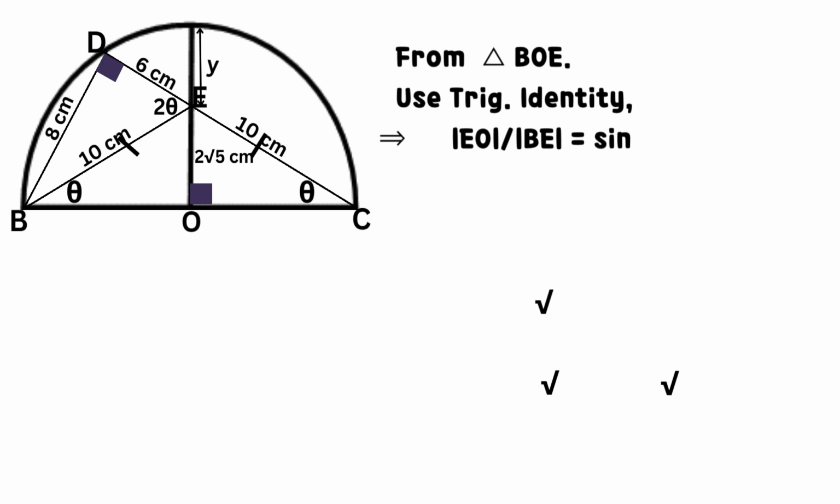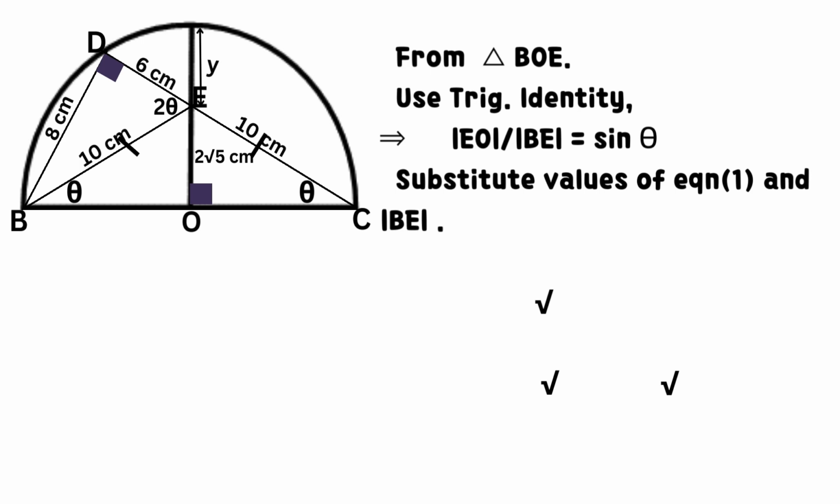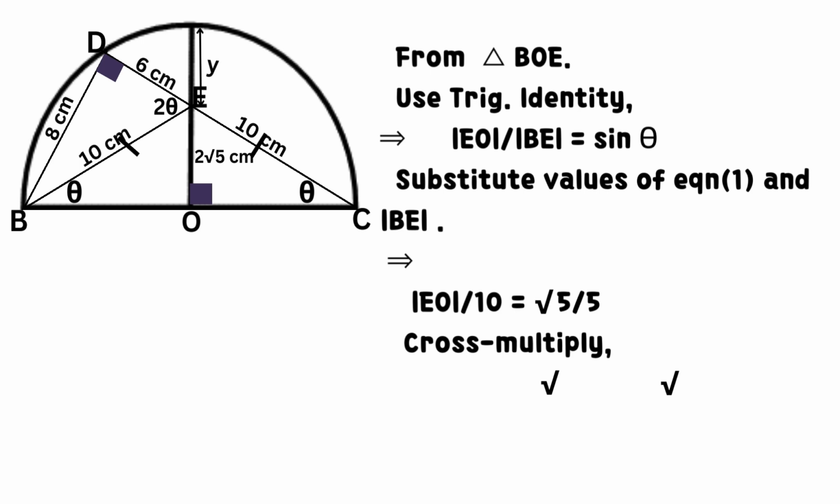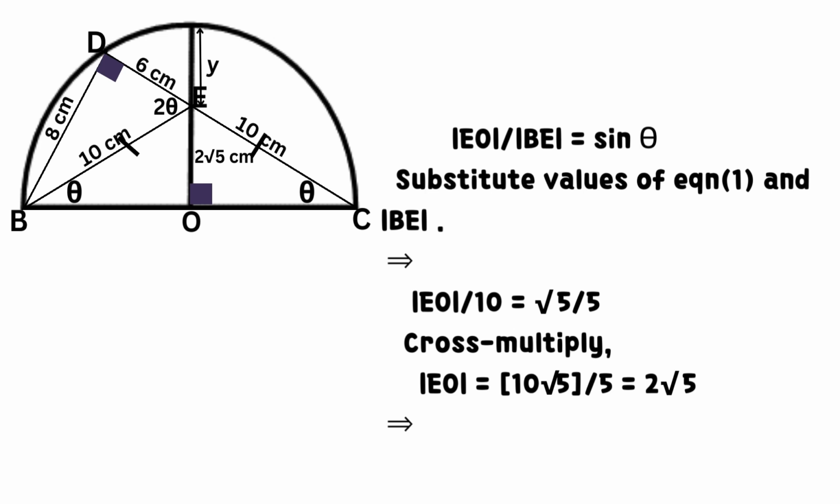From triangle BOE, use the trigonometric identity. Line EO divided by line BE equals sine theta. Substitute values of equation 1 and that of line BE. It implies that line EO divided by 10 equals the square root of 5 divided by 5. Cross multiply. Line EO equals 10 times the square root of 5, all divided by 5, which equals 2 times the square root of 5.